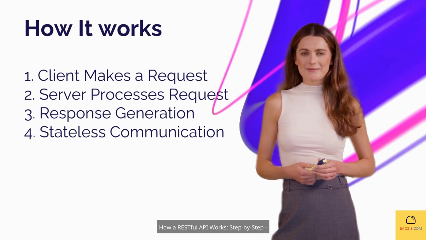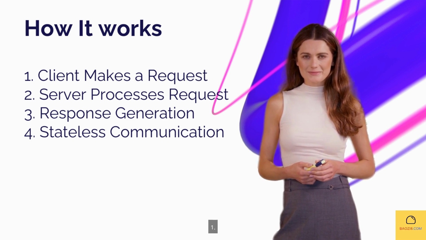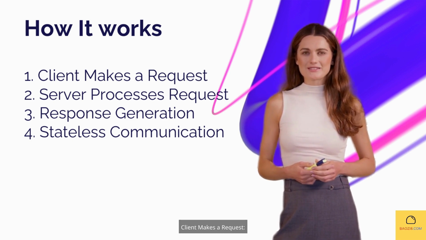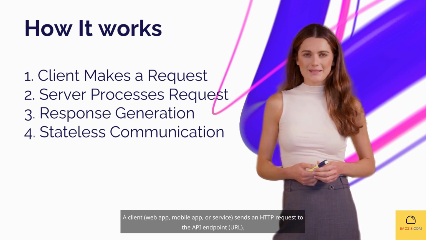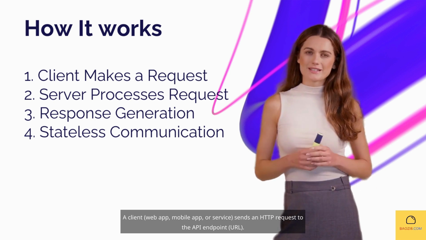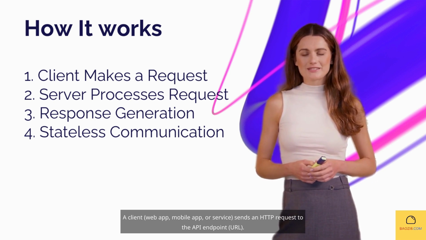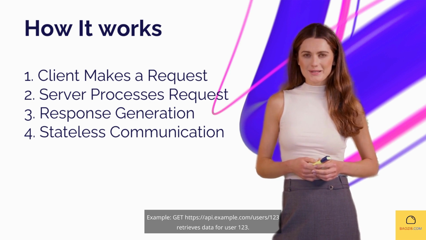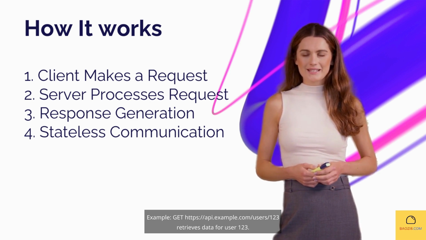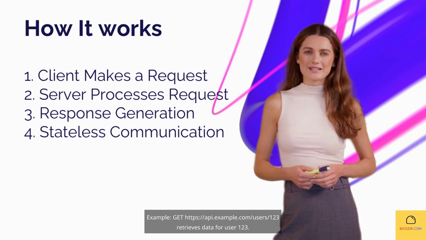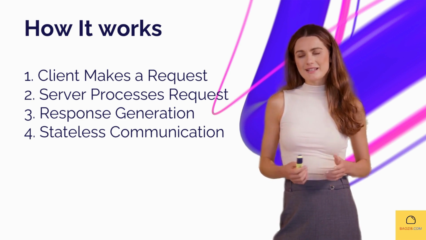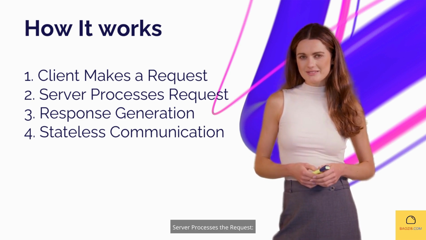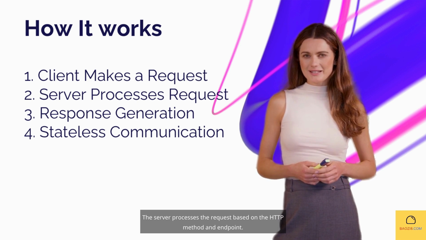How a RESTful API works, step by step. 1. Client makes a request. A client, web app, mobile app, or service sends an HTTP request to the API endpoint, URL. Example, GET https://api.example.com/users/123 retrieves data for user 123.